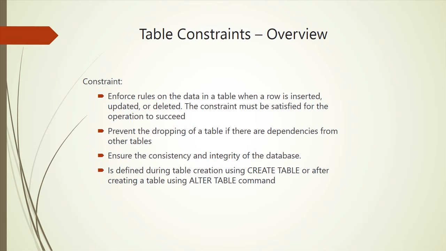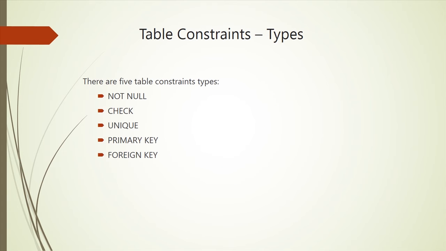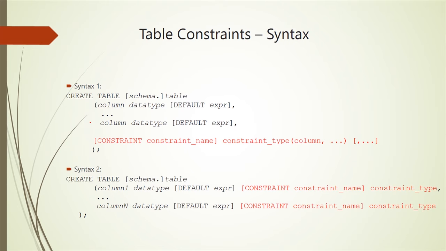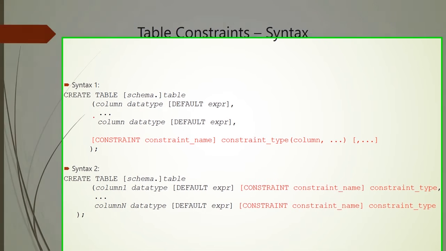You can define a constraint during creating the table or after creating a table by using the alter table statement. There are 5 types of table constraints: not null, check constraint, unique constraint, primary key, and the last one, which is foreign key constraint. There are 2 ways to define table constraints while creating a table.